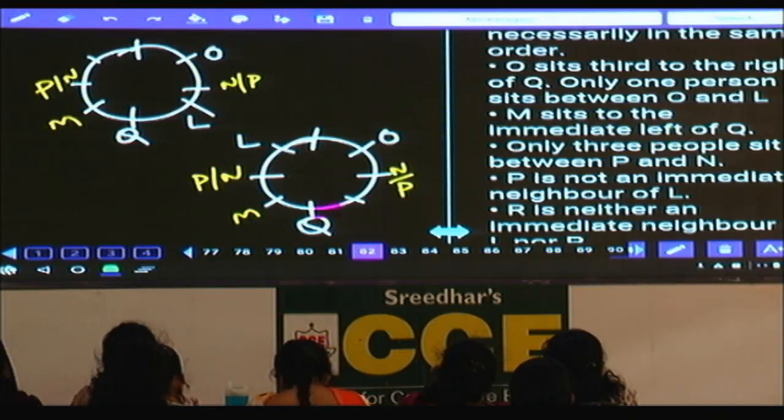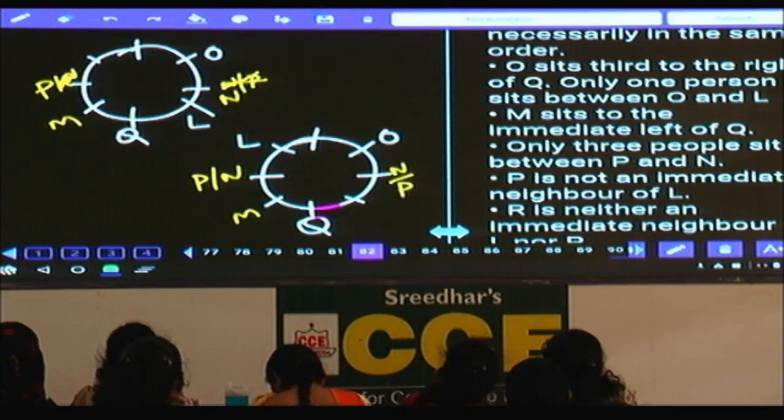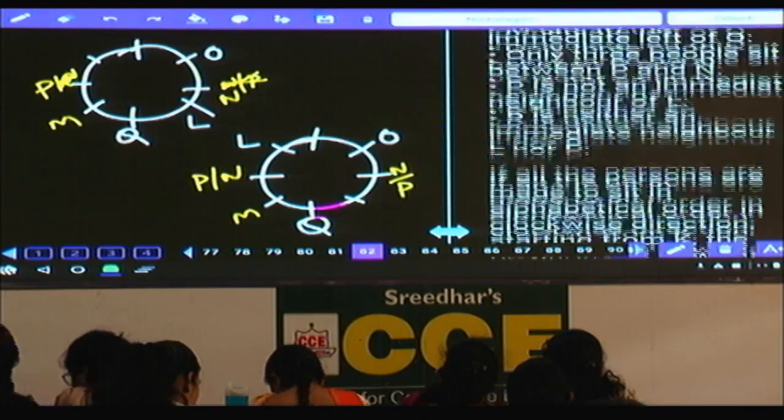P is not an immediate neighbor of L. As P is not an immediate neighbor of L, P cannot be here. Hence, N is here. If N is here, P must be at this place. P is not an immediate neighbor of L.